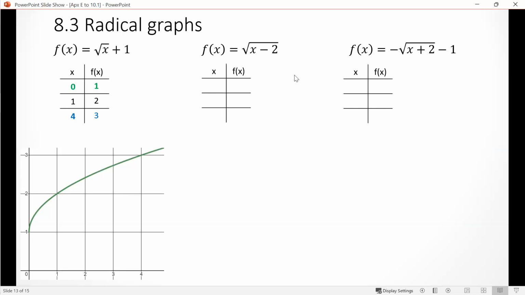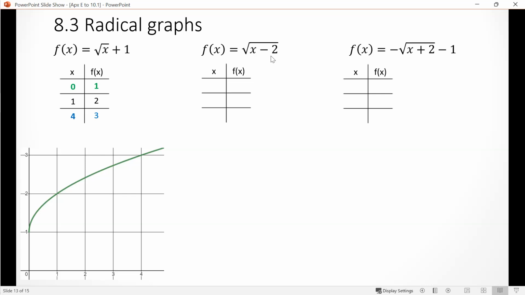In our second example, f of x equals the square root of x minus 2. Now our -2 is included inside the square root, so we're going to do the subtraction before we evaluate the square root. We need to consider two things here.